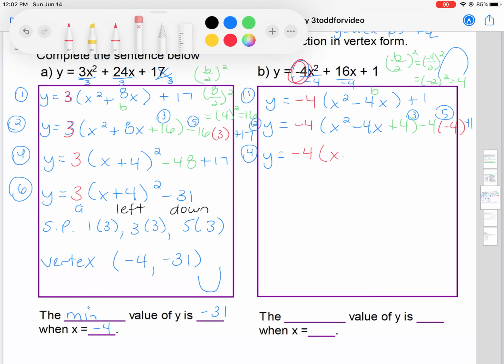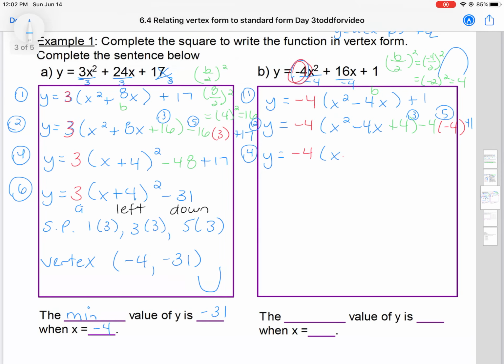I did the wrong color. So now we can factor this trinomial. So it's going to be -2. That was the number up here, squared. And then -4 times -4 is +16, and plus 1. And then we just simplify.